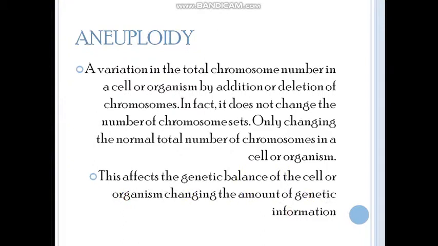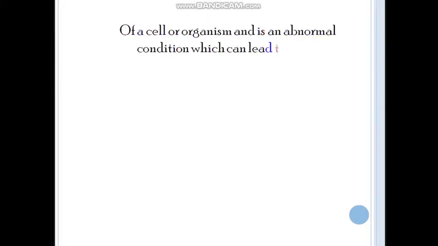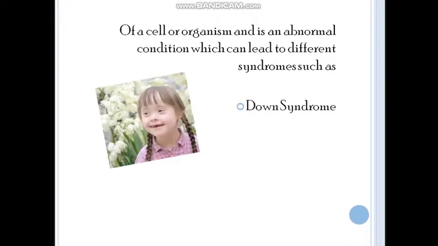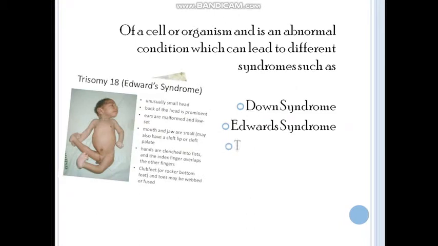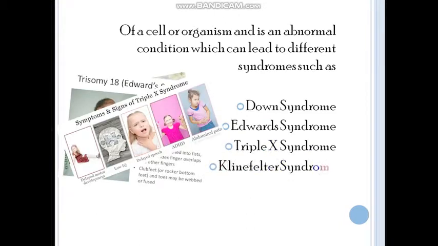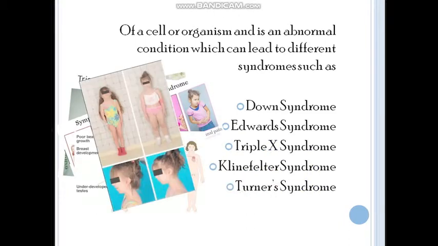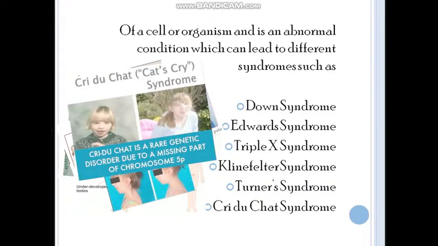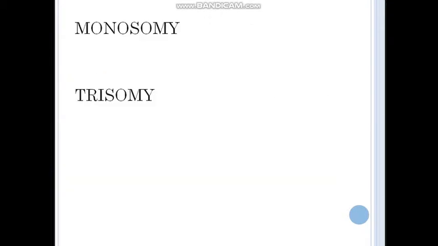It changes the amount of genetic information or products of a cell or organism in an abnormal condition, which can lead to different syndromes such as Down syndrome, Edwards syndrome, triple X syndrome, Klinefelter syndrome, Turner syndrome, and Cri-du-chat syndrome. Monosomy and trisomy are two common aneuploidy conditions seen in an organism.